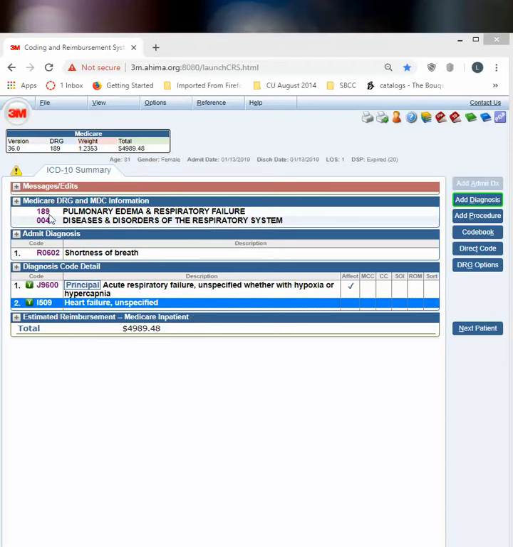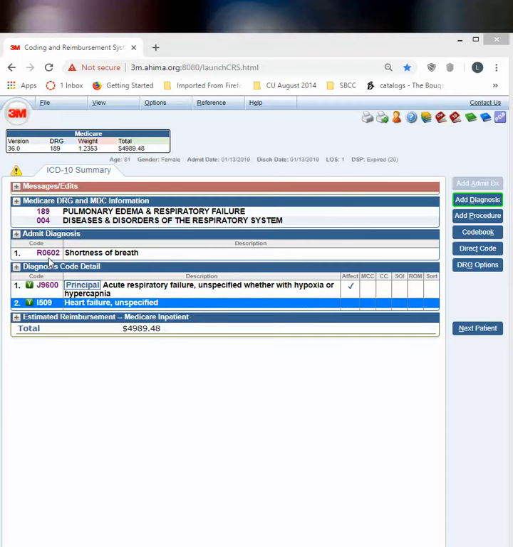An MSDRG is this 3-digit number. If there was a 0, if it was 089, you would report 089. It is a 3-digit number. It is never a 2-digit number, it's never a 4-digit number, it's always a 3-digit number. So the MSDRG for this case is 189.